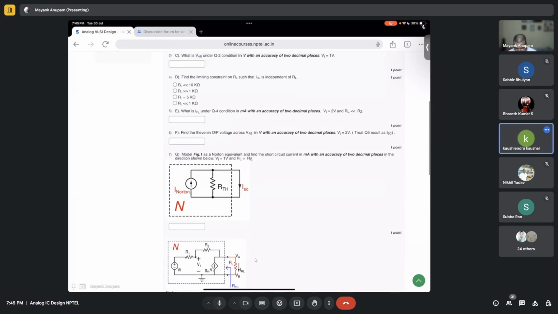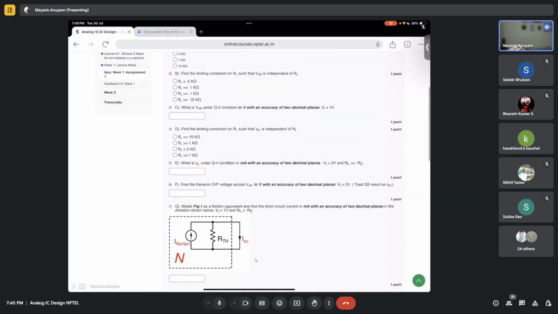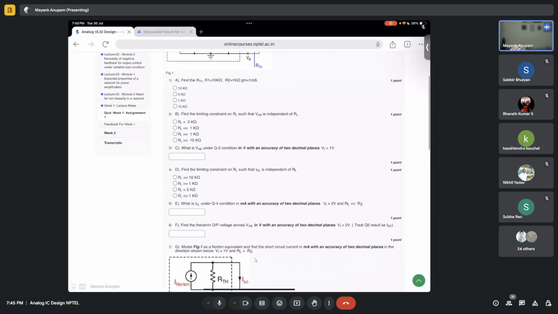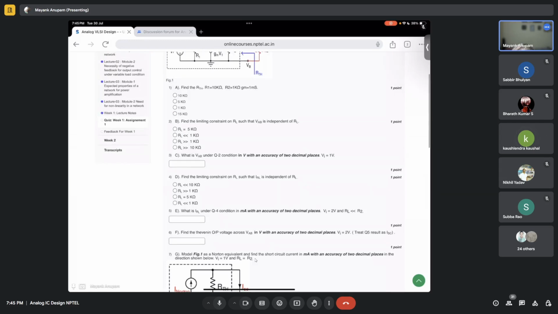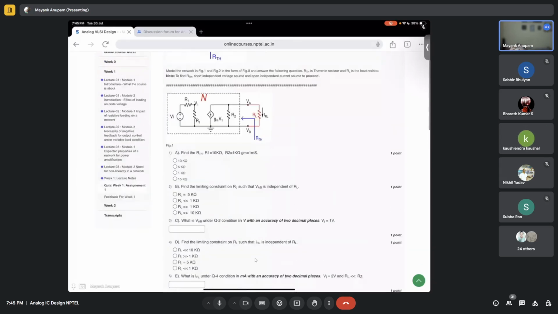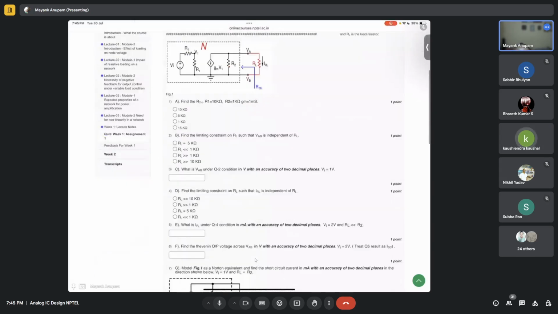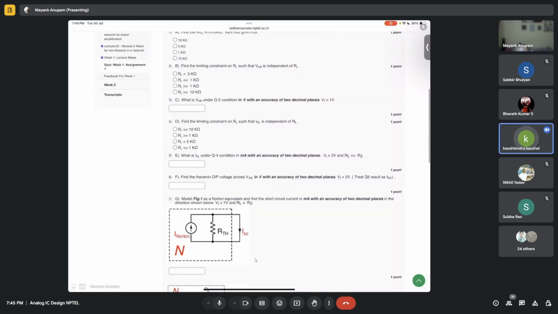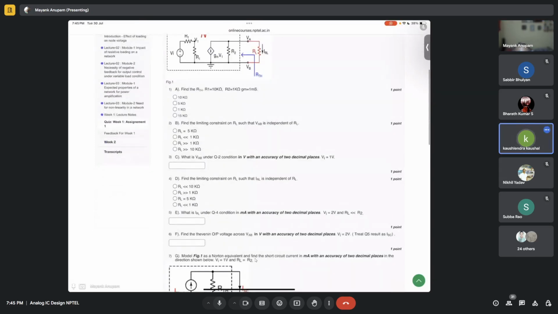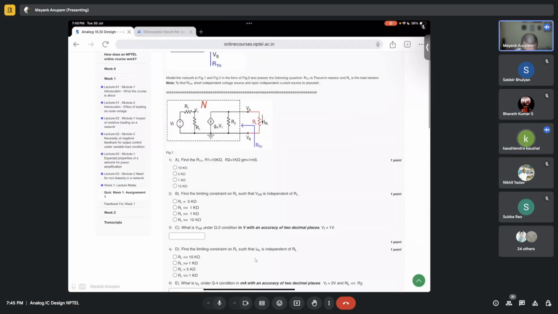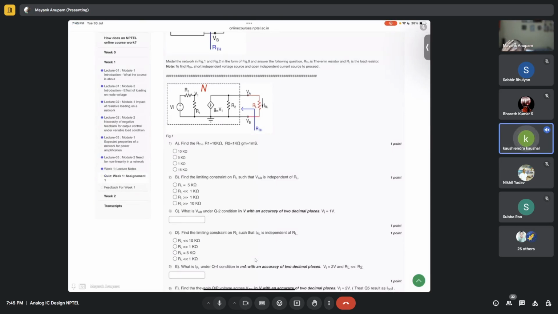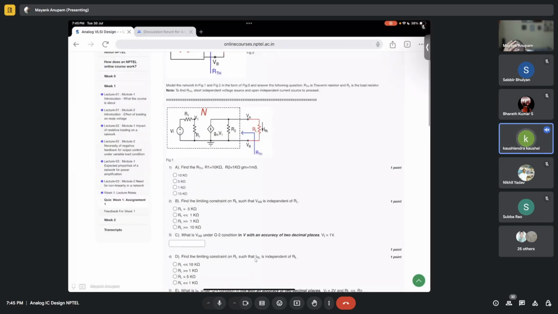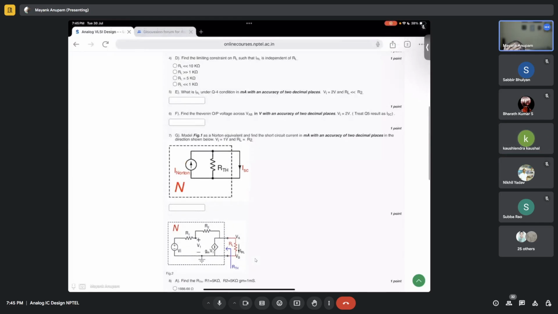Question number 6. Find the Thevenin output voltage across VAB in volts with an accuracy of 2 decimal places when VI is equal to 2 volt. Treat question 5 result as ISC. So that means whatever IRL we got, we have considered as ISC? Yes, you have to consider ISC. And then you have to find that out.